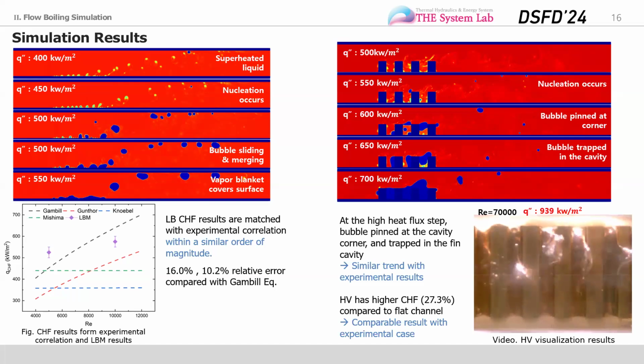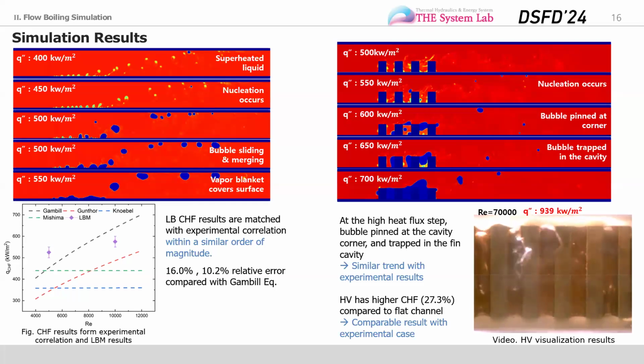And we also identify the critical heat flux by the surface temperature of the structured cooling channel. It is identified that the hypervaporatron has a higher critical heat flux, about 27.3% higher compared with the flat channel case. And this result is also comparable with the experimental case.